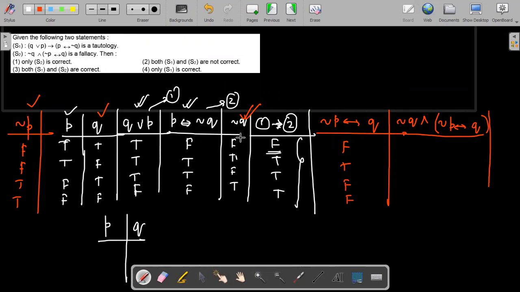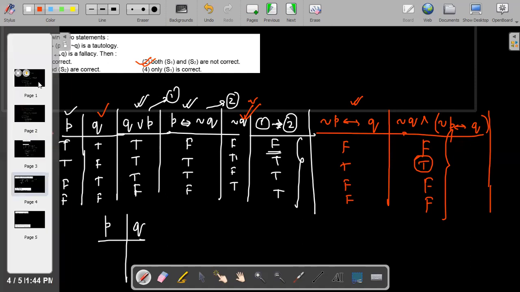And not Q and this one, this and this one. And means if both are true, then it's true, otherwise it's false. So false, false, false, true, true, true, false, false, false, true, false, false. See here, this is not a fallacy or a contradiction because of this T. It has to be all false. I hope you have understood. If all four had been false, then it would have been a contradiction. So both S1 and S2 are not correct.